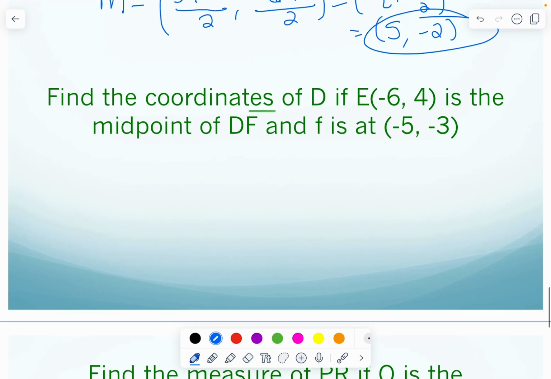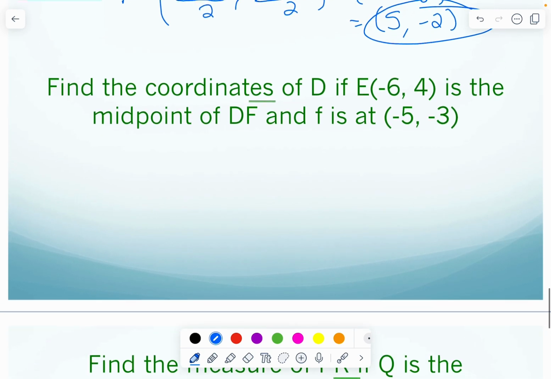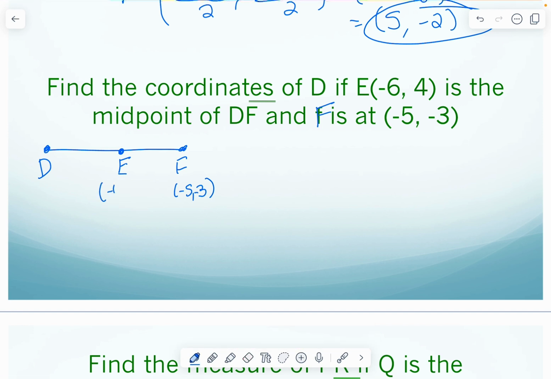All right. Then with this, if we're finding the coordinates of D, this is giving us the segment for a visual here. F should be capitalized. Find the coordinates of D if E is the midpoint, so E is in between the other two, and DF is our segment. So it's giving me the coordinates here, and it's giving me the coordinate of F, which is -5, comma, -3. So it's asking me to go back and find this other value if E is given to me. So with that, I can go ahead and do -6, -4.